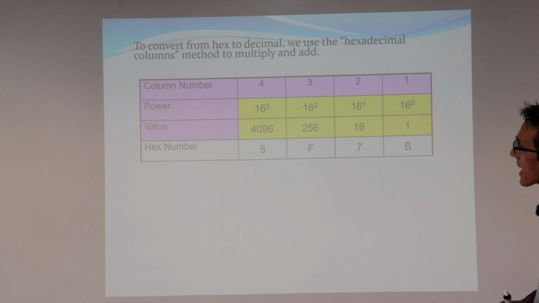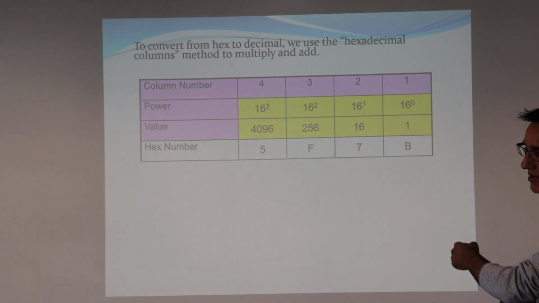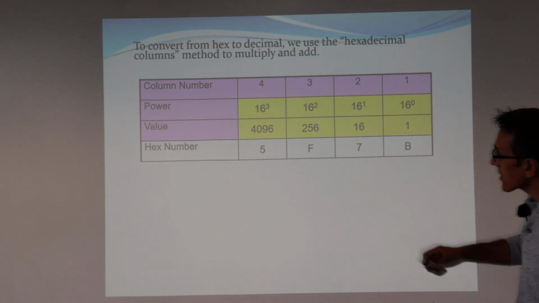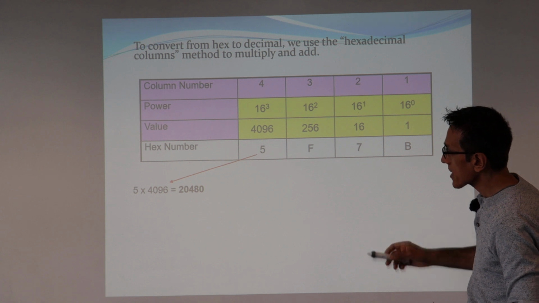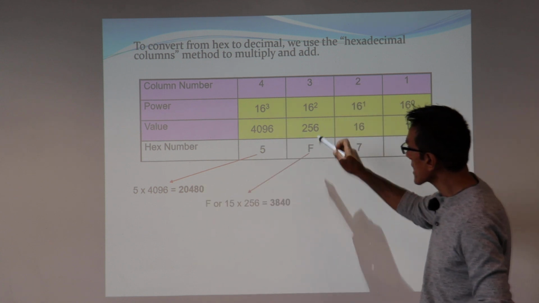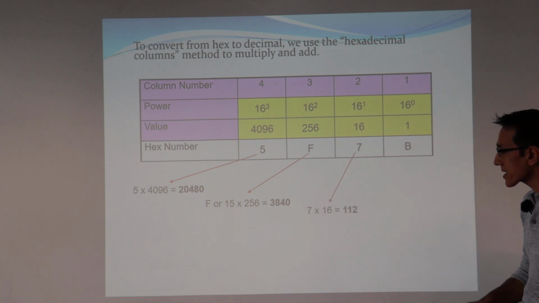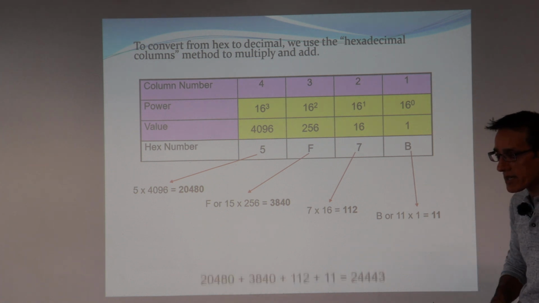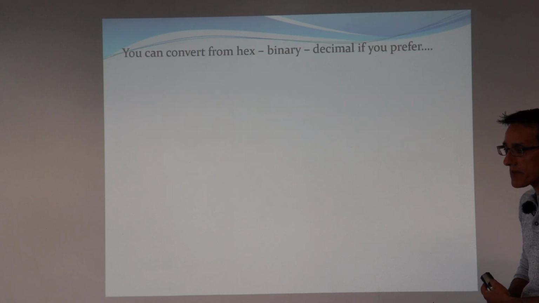So to convert a hex number to decimal, use the columns method and then multiply each time, then add those numbers up. So here we've got 5 times 4096, F times 256, F is 15, 7 times 16, and B times 1, B is just an 11. Add them all up and we end up with the base 10 number.